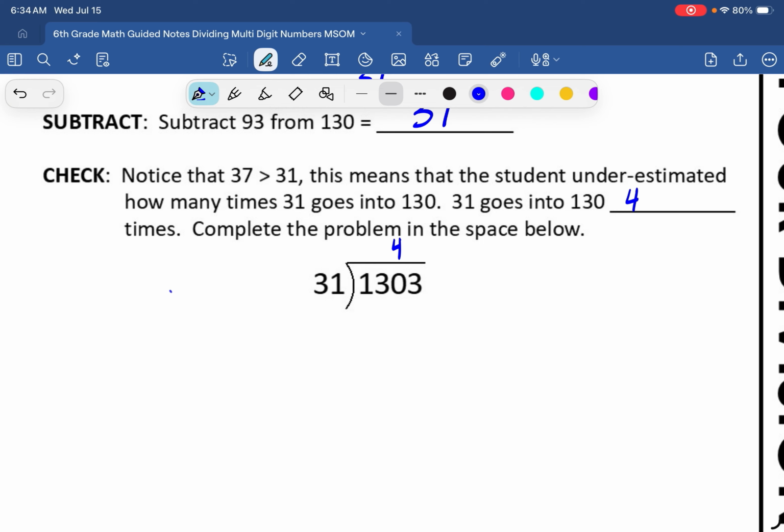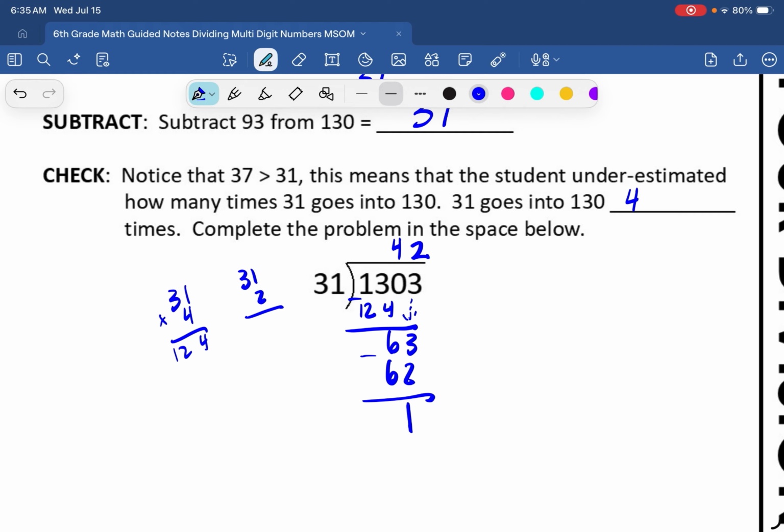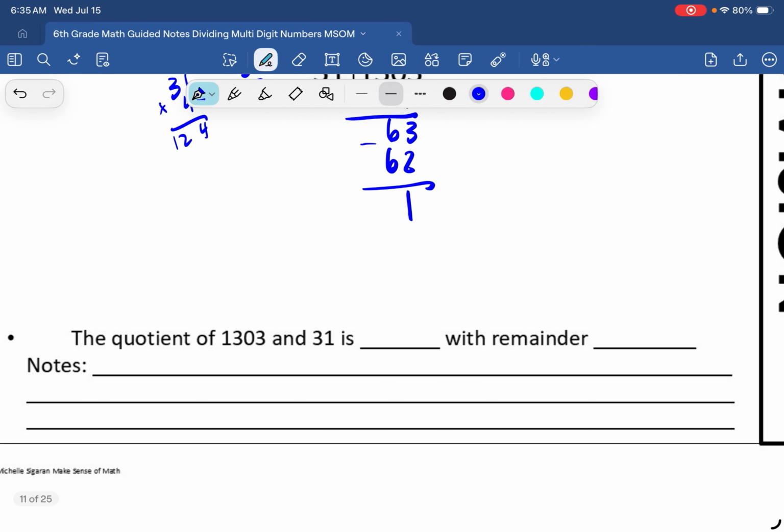We're going to multiply and do that off to the side. 31 times 4 is going to be 124. Now we're going to subtract. 130 minus 124 is 6. Bring down the 3. 31 goes into 63 twice. And if you want to do that out to the side, you can, but I know 31 doubled is 62. 63 minus 62 is 1, and I have no other numbers to bring down, so I'm going to write 42 remainder 1. The quotient of 1,303 and 31 is 42 remainder 1.